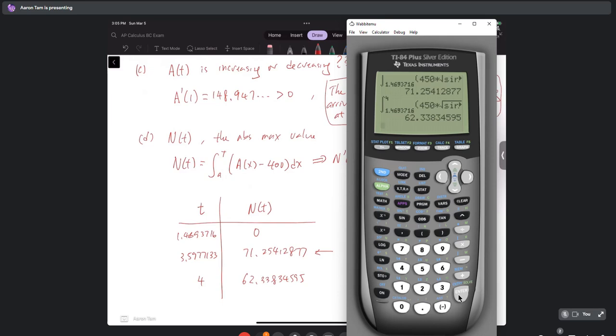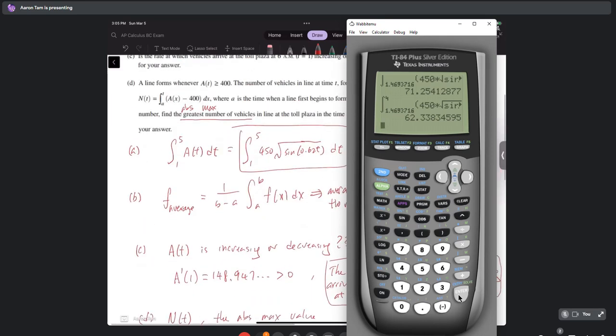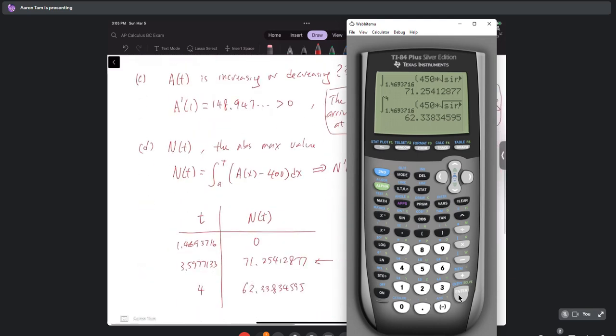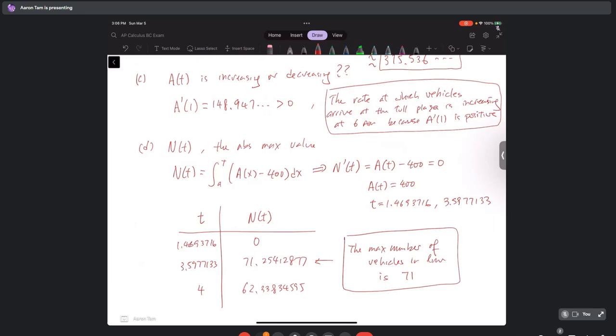So now I'm going to try to answer the question. The question says, to the nearest whole number, find the maximum number of vehicles in line. So here I would say that the maximum number of vehicles in line is 71. All right, so that, oops, sorry, once again, I forgot to move this out of the way. So that would be your answer.